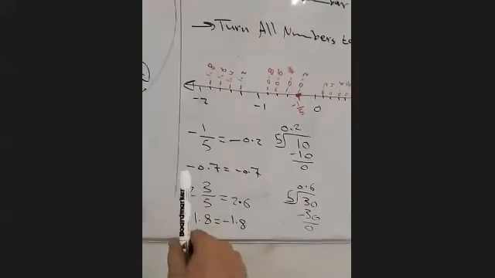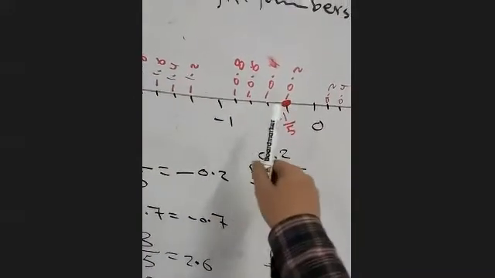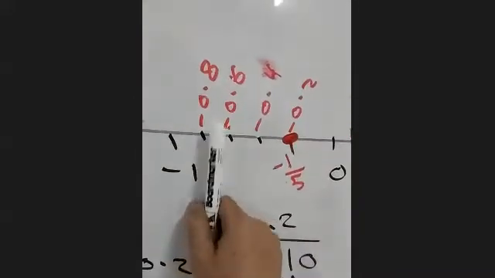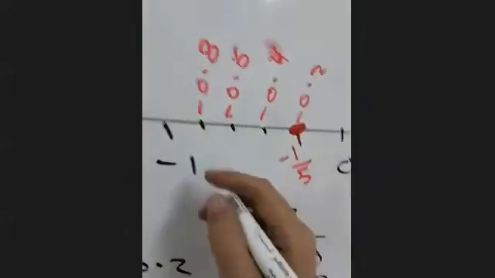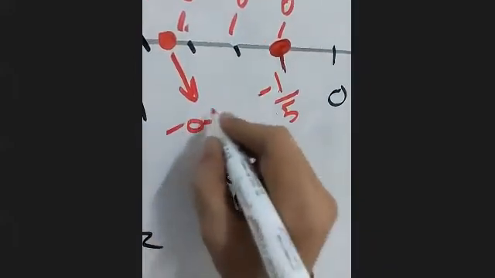Now, the second number, negative 0.7. Do we have negative 0.7? No. But negative 0.7 is between negative 0.6 and negative 0.8. So here, between them, it is negative 0.7.